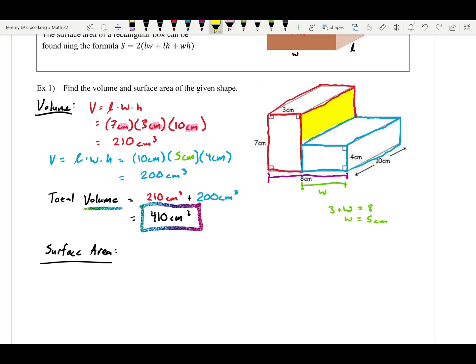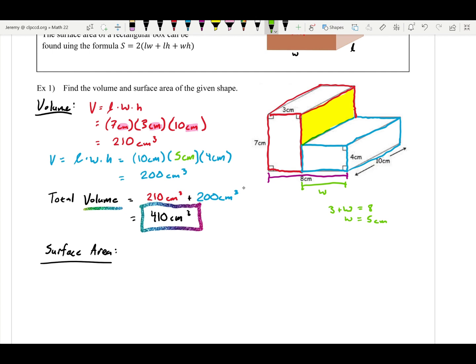Right, because I know that the length of this is going to be 10. We have that long measurement of 10 centimeters. But what is the height of that? I'll have to do another little subtraction problem, because I'm running out of colors here.